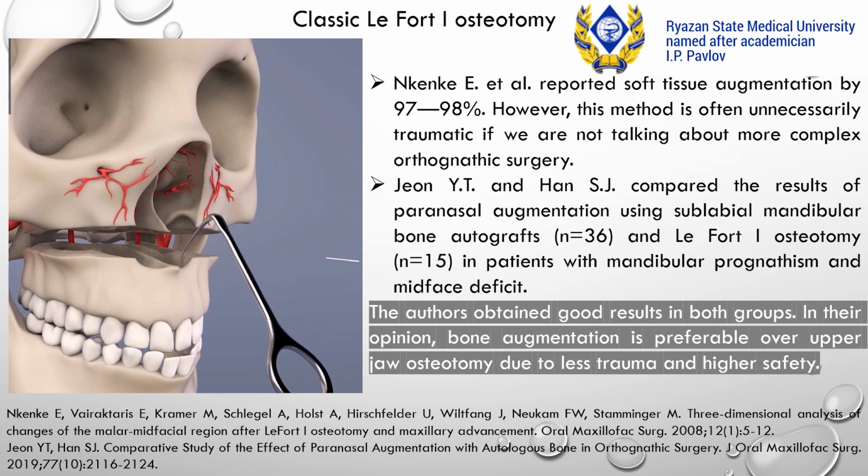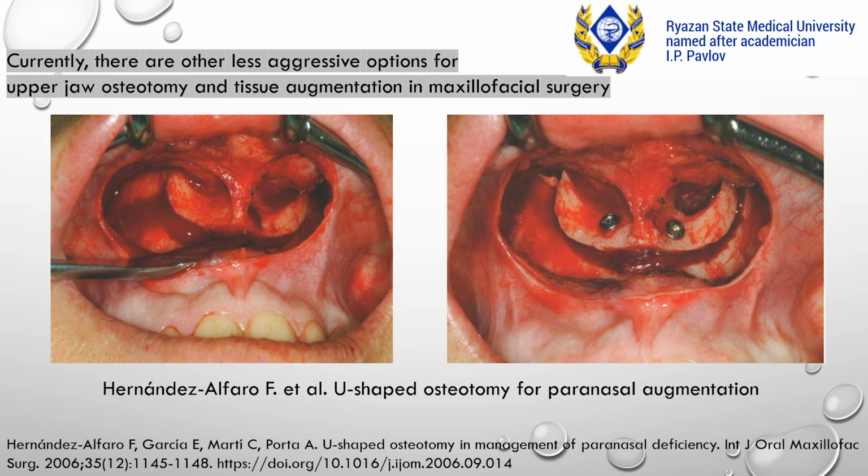John and Han compared the results of paranasal augmentation using sublabial mandibular bone autografts and Le Fort 1 osteotomy in patients with mandibular prognathism and midface deficit. The authors obtained good results in both groups. In their opinion, bone augmentation is preferable over upper jaw osteotomy due to less trauma and higher safety. Currently, there are other less aggressive options for upper jaw osteotomy and tissue augmentation in maxillofacial surgery.